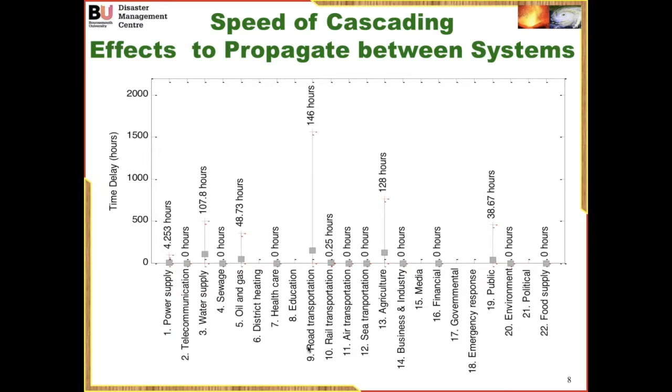Another important aspect is the speed of cascading effects and the rate at which they can propagate between different systems. The slide shows the time delay between when a specific system is affected in relation to when the systems it depends upon are first affected. This is also very important because for some systems, effects occur within a day. For instance, if you have a power supply failure and that impacts rail transportation, you have an immediate impact. For other systems, there may be delays of up to several days. For instance, with water supply, if a source is contaminated, it may take some time before it affects areas that are downstream.